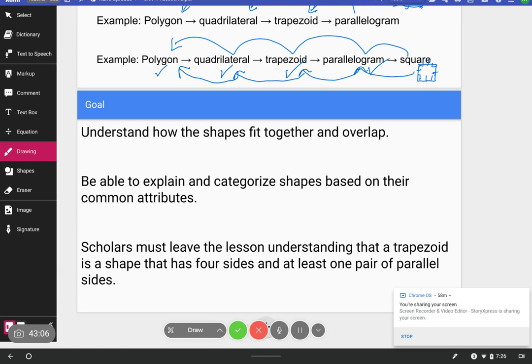Finally, scholars must leave the lesson understanding that a trapezoid is a shape that has four sides and at least one pair of parallel sides. Four sides and at least one pair of parallel sides.